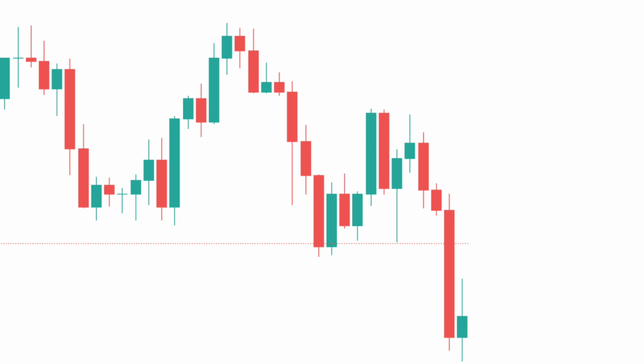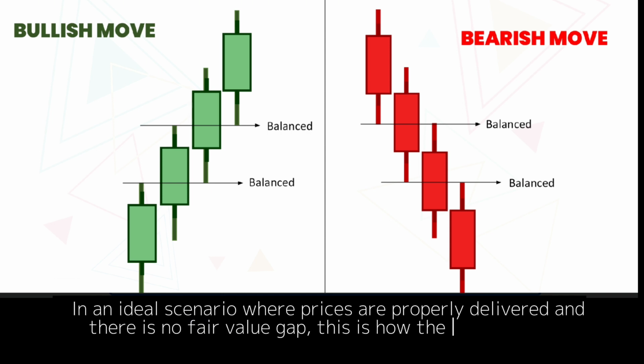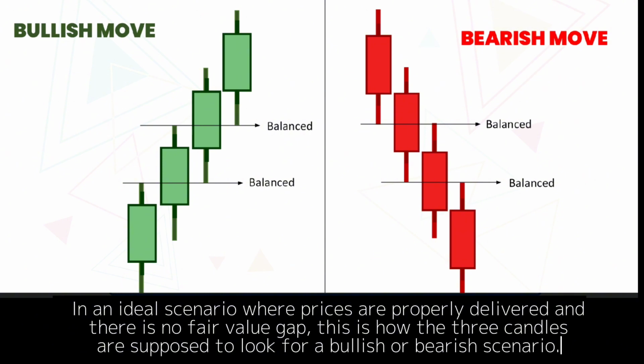In an ideal scenario where prices are properly delivered and there is no fair value gap, this is how the three candles are supposed to look for a bullish or bearish scenario. You can see there are no gaps between the wick of the first candle and the wick of the third candle. Hence, there is no fair value gap.